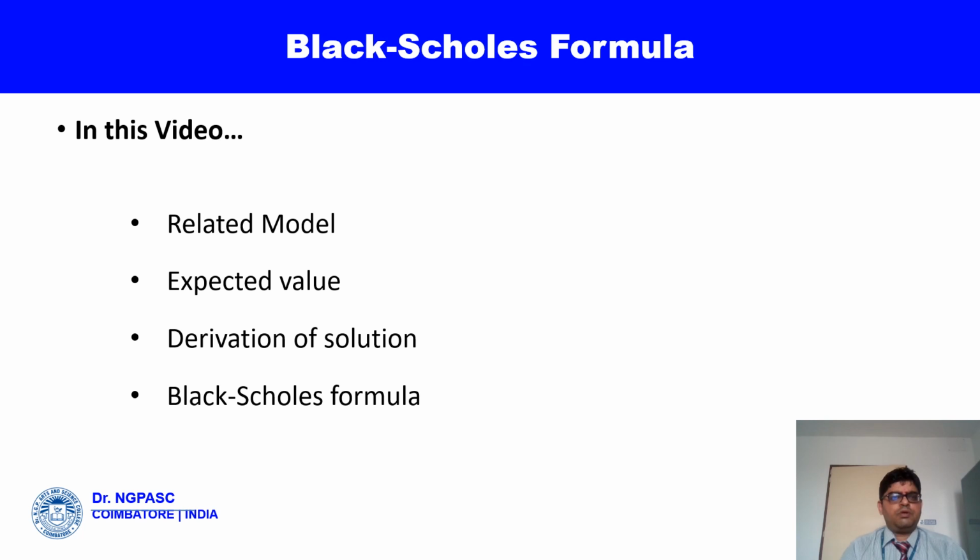So the plan of my talk is, first we will derive the related model, that is the model which has its relation with the stochastic model as well as the Black-Scholes formula. Next, find the expected value. From that, derive the solution of that model, and show how to express it in the form of the Black-Scholes formula.